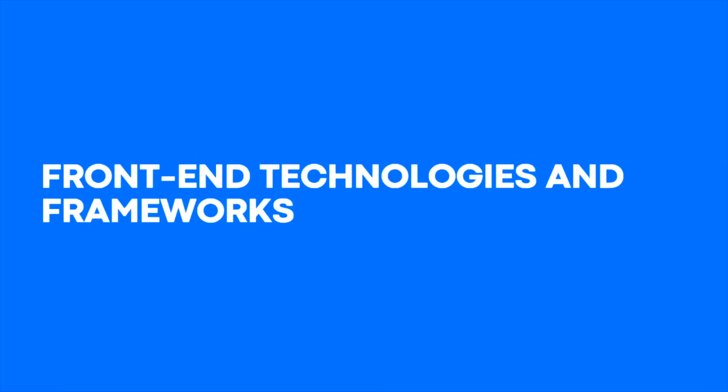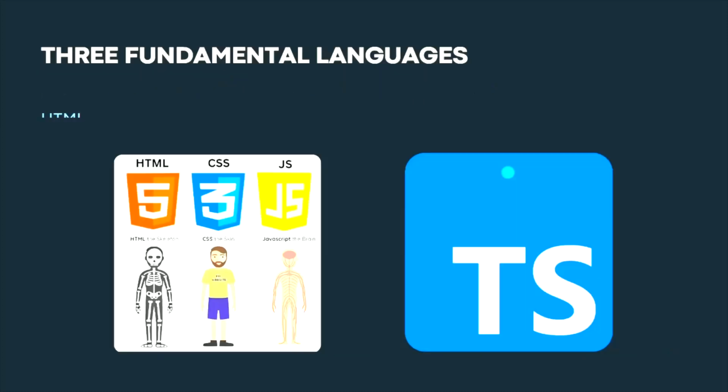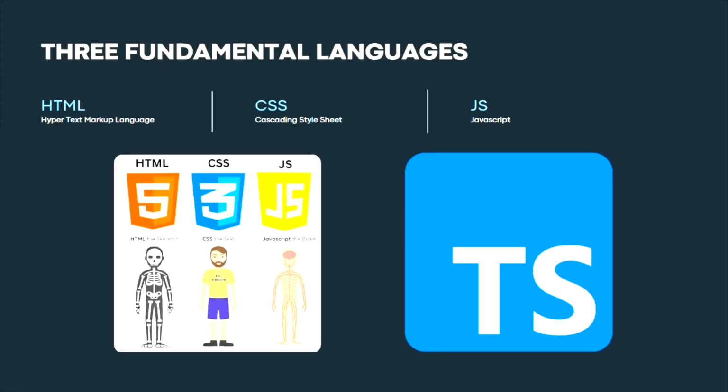Now let's look at front-end technologies and frameworks. Before we move on, let's first look at what front-end development is. Front-end development is simply the process of creating the look and feel of your application. To get started in front-end development, you need to be familiar with three main languages. Those are HTML, CSS, and JavaScript.